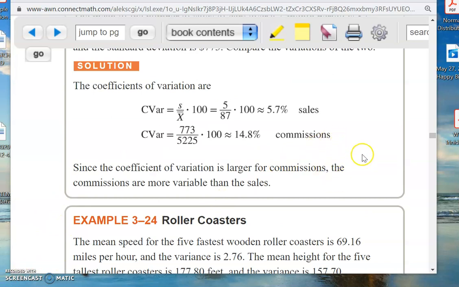Okay, so the punchline of this is what he says right here. The coefficient of variation is larger for commissions. So he has 14.8%. Or you could say it's 0.148. I mean, no matter how you slice it, it's still baloney, right? Whether you multiply by 100 and get a percentage, or whether you leave it as a decimal, it doesn't make a bit of difference. In any event, the coefficient of variation is larger for commissions. So what we say then is that commissions are more variable than sales are, okay? So that might be something you are interested in.